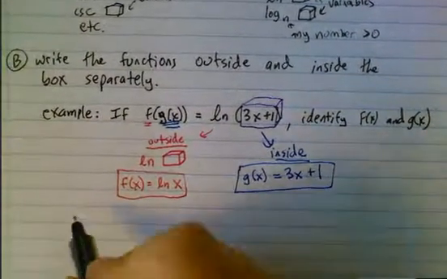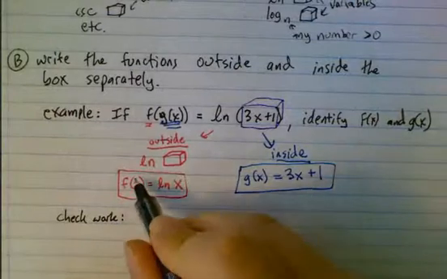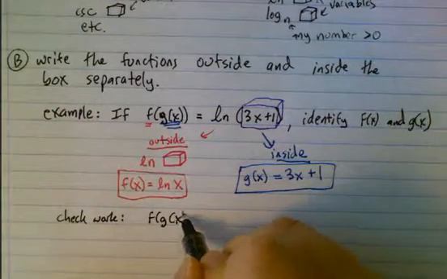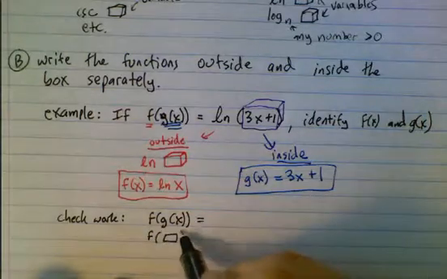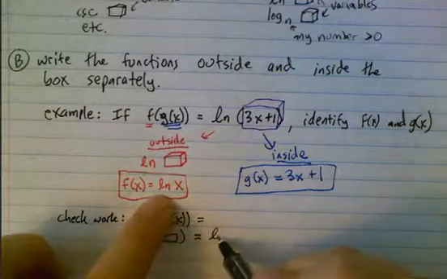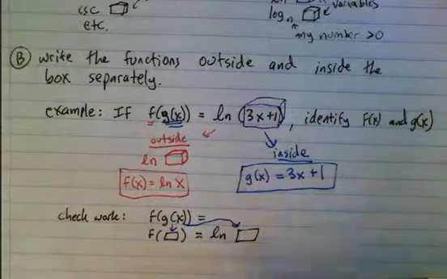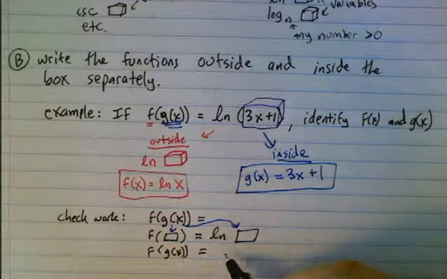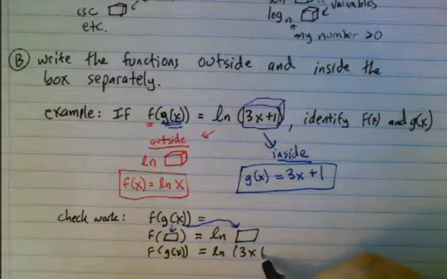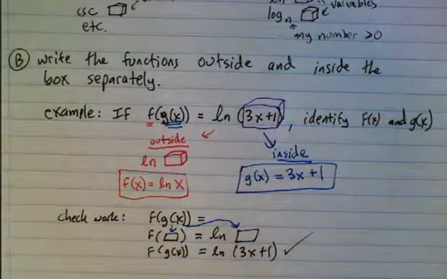Notice that if we check our work, f of g of x, so we're just going to compose it. That's going to be f of box equals ln box, and then the g of x gets put inside the box. And I said g of x was 3x plus 1. Lo and behold, we're right back where we started. Okay, so let's do some practice with that.